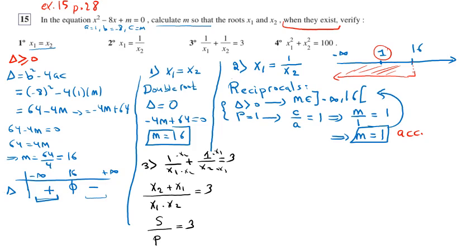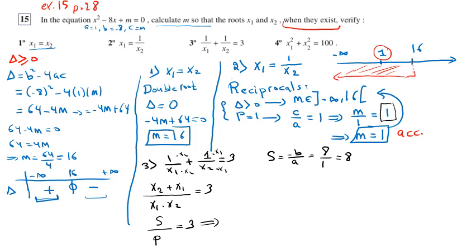Now s is equal to minus b over a. From the equation, minus b over a gives 8 over 1, then the answer is 8, and p is equal to 1. We calculated it before.